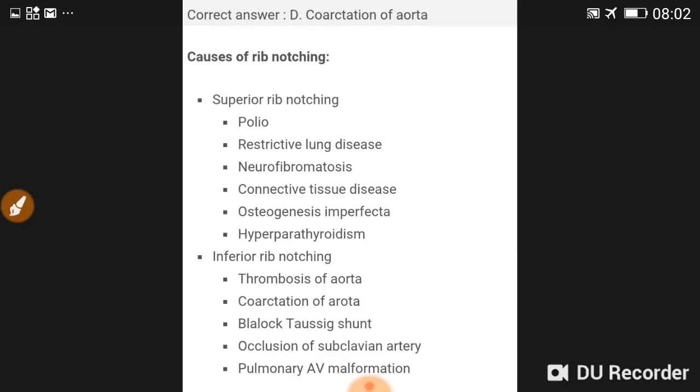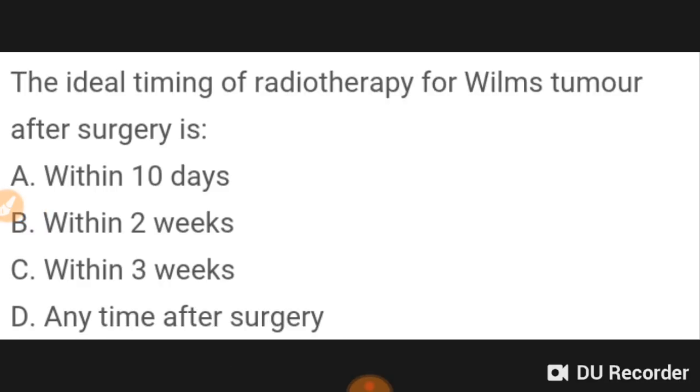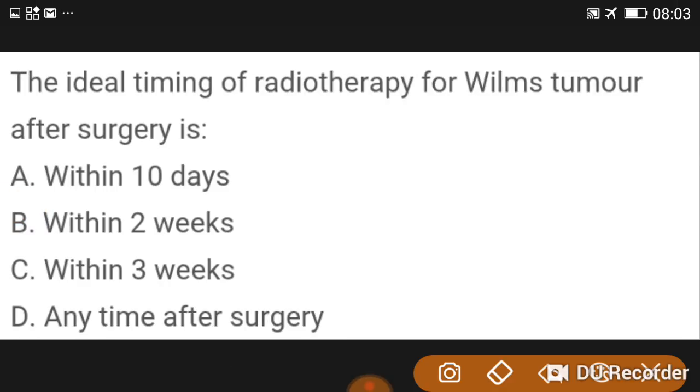Superior rib notching we see in polio, restrictive lung disease, neurofibromatosis, connective tissue disease, osteogenesis imperfecta, hyperparathyroidism. Inferior rib notching we see in thrombosis of aorta, coarctation of aorta, Blalock-Taussig shunt, occlusion of subclavian artery, pulmonary AV malformation. Now, the ideal timing of radiotherapy for a Wilms tumor after surgery is within 10 days. If we do not do it within 10 days, the chances of relapse are more.